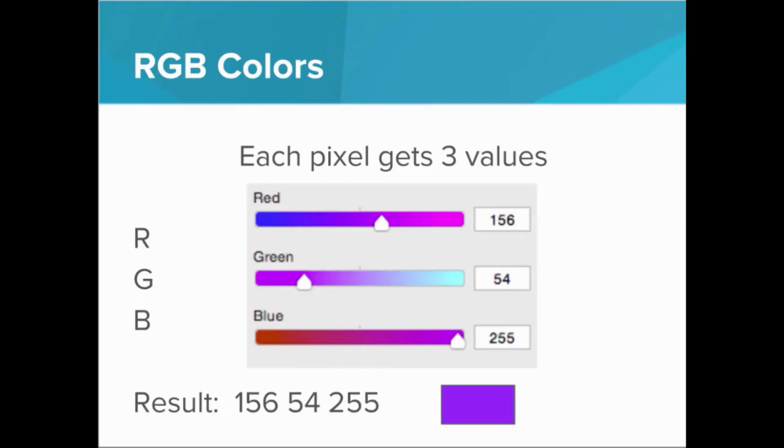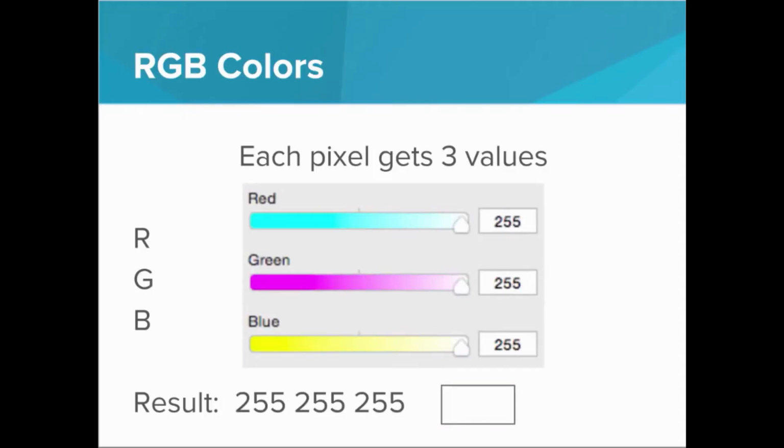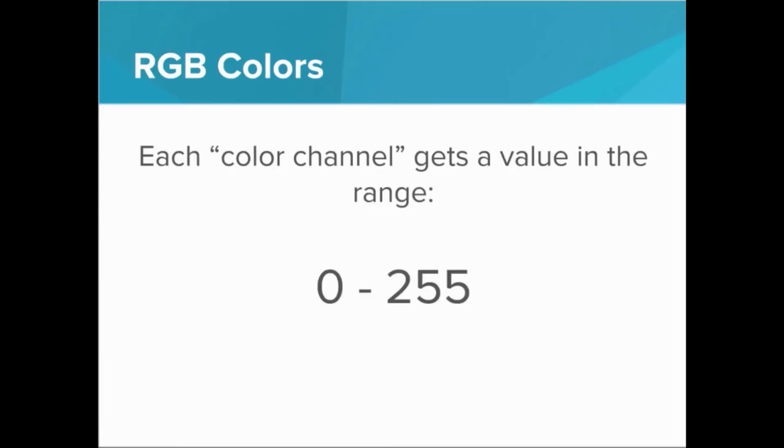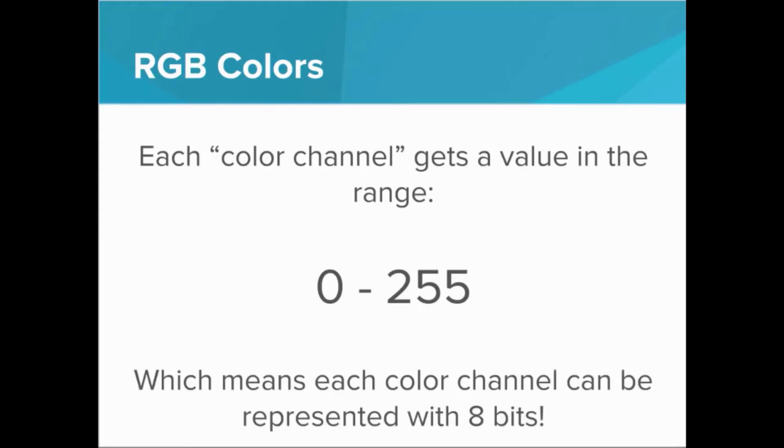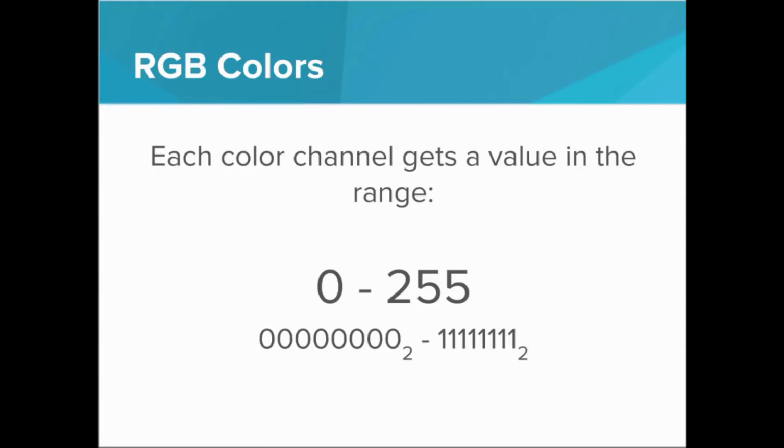If we have some mix in between, say we had 156 red, 54 green, and 255 blue, that gives us purple. And if we have them all the way up, if we have 255 for every single channel, that's how we get white. We max out each color to its max intensity, and we get a white pixel. So each color channel gets its own value in the range from 0 to 255. This is the minimum and maximum value for any pixel channel, RGB. And this is nice because this means that each color channel can be represented with only 8 bits. 8 zeros encodes a 0, and 8 ones encodes 255.